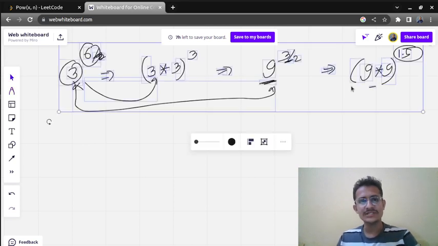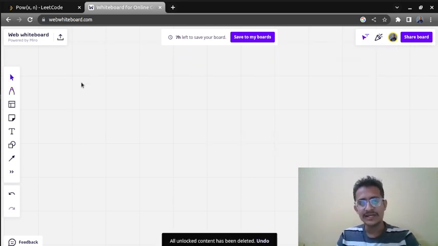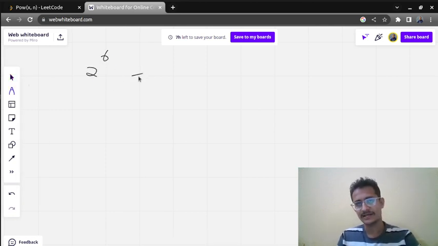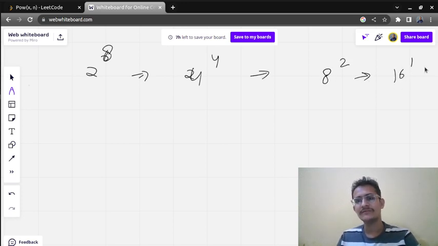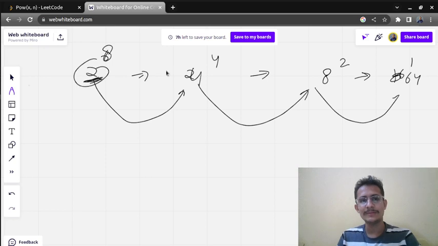So the approach we have got is like this: let's say 2 to the power 8. It will convert into 4 to the power 4, then it will convert into 16 to the power 2, then it will convert into 256 to the power 1. So what is happening is, every time the power is reducing to half and the base is being multiplied by the same number. So 2 into 2 will be 4, 4 into 4 will be 16.